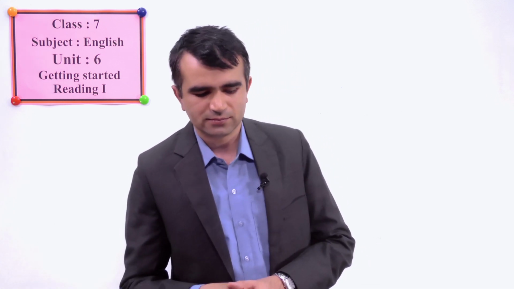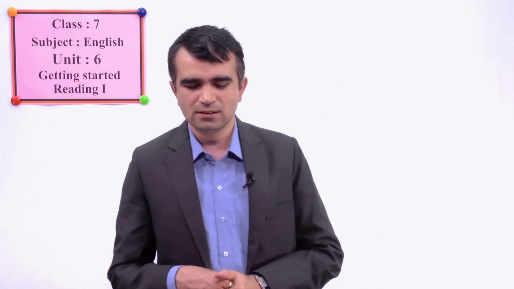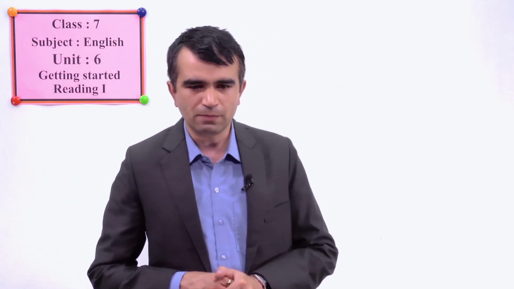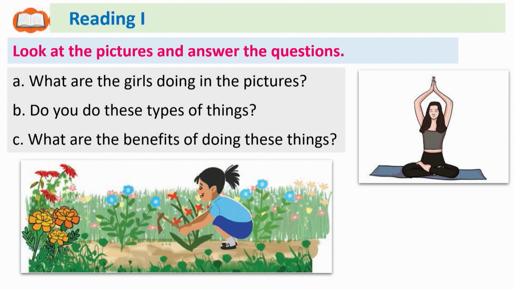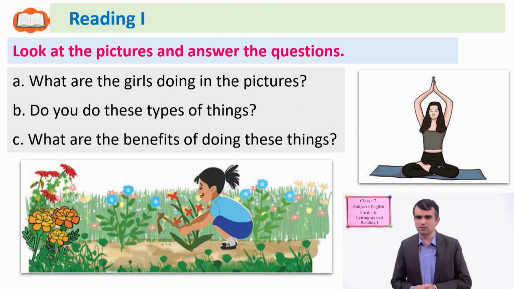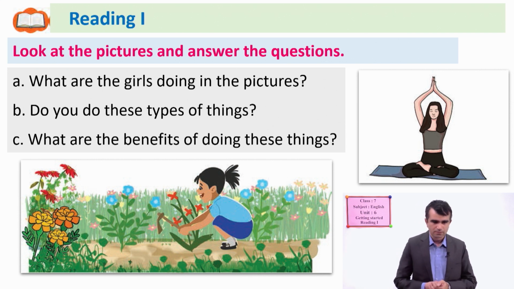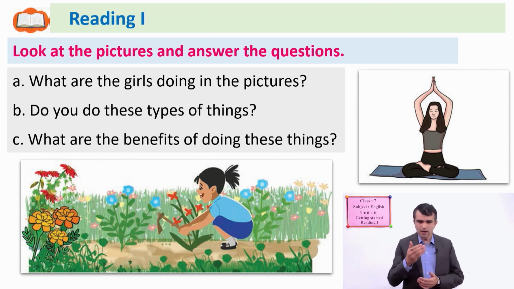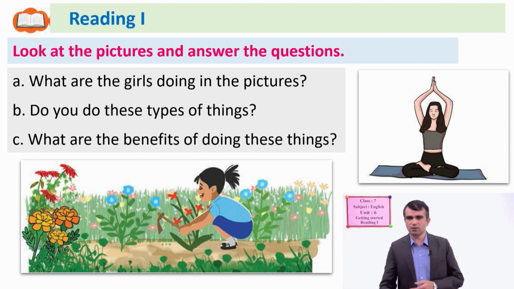Now, after this, there is a reading one. Page number 57 of your book. Please, there is a reading passage. But before we read it, there are some questions about the pictures given on the same page. Look at the pictures and answer the questions. Well, what are the questions? What are the girls doing in the pictures? There are two pictures you can see. This one and this one.